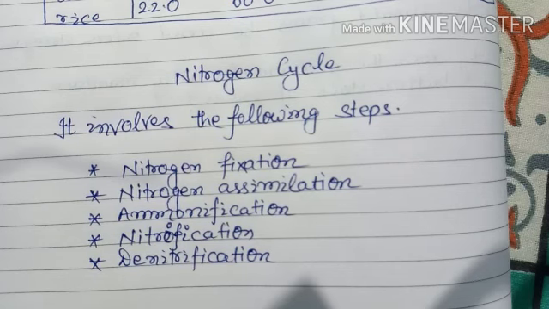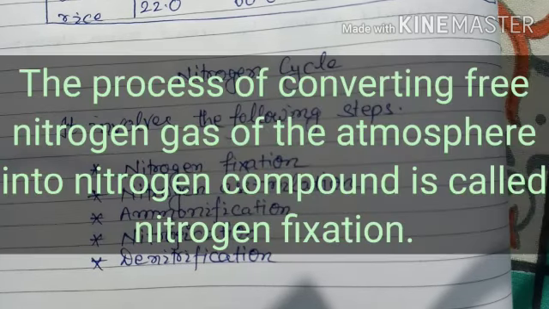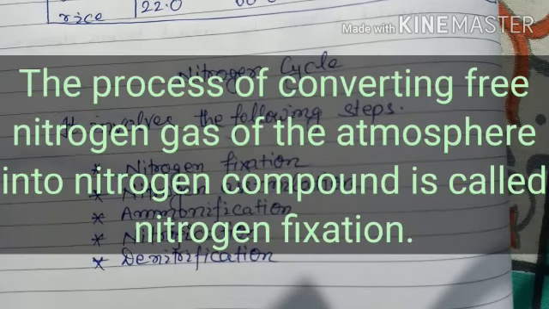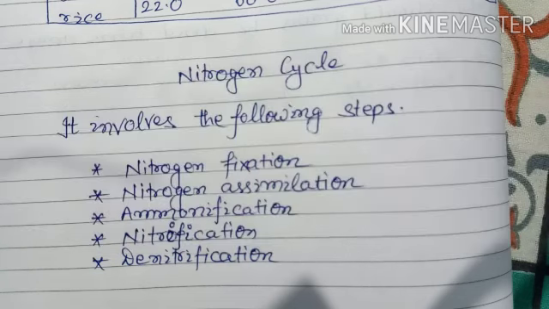What is nitrogen fixation? The process of converting free nitrogen gas of the atmosphere into nitrogen compounds is called nitrogen fixation, and in nature it takes place in two different ways: atmospheric nitrogen fixation, which is helped by lightning, and biological nitrogen fixation, which the bacterium rhizobium helps.